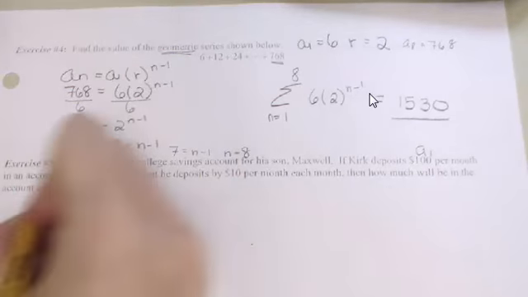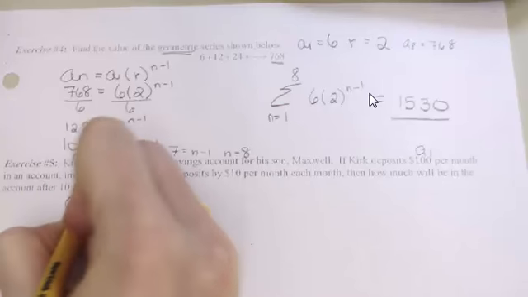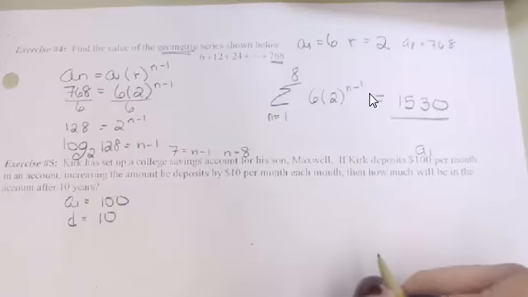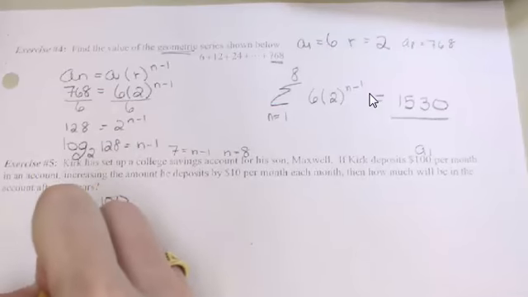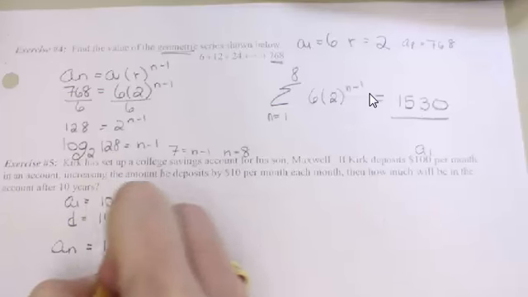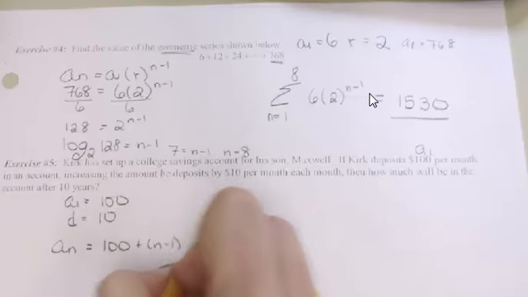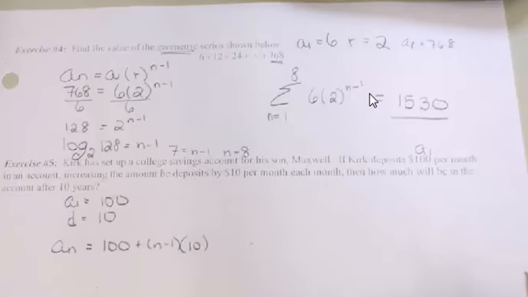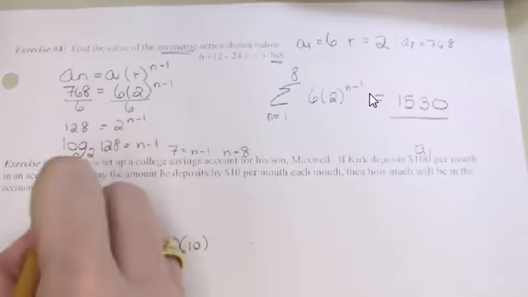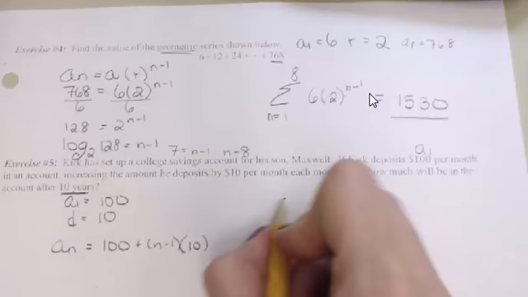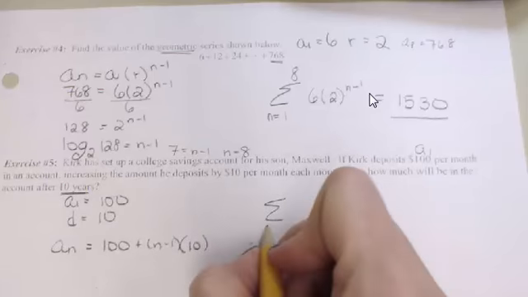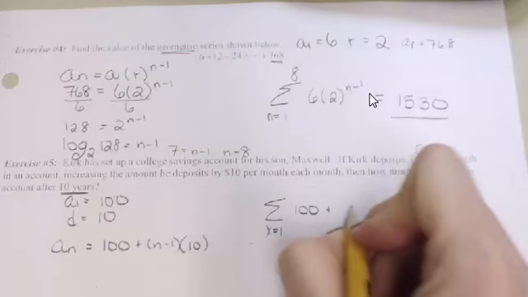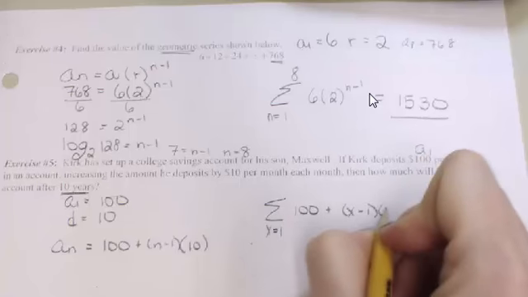So as I set up over here, a sub 1 is 100. d is 10. So I'm going to write that formula out that it would be 100 plus n minus 1 times 10. There we go. And they want to know how much he will have in the account after 10 years. So I set this up starting x equals 1. Over here, I write my formula, 100. Since I just switched to x, I'll switch to x right here.